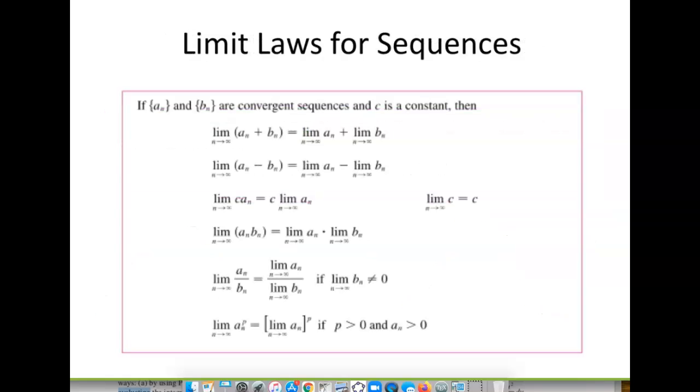Bunch of limit laws for sequences. They're all the same as our limit laws for functions. I don't really feel it necessary for you to write these down unless you do. This slide is available to you, so you'll always have access to it on the PDF, and your exam is going to be open note or whatever.